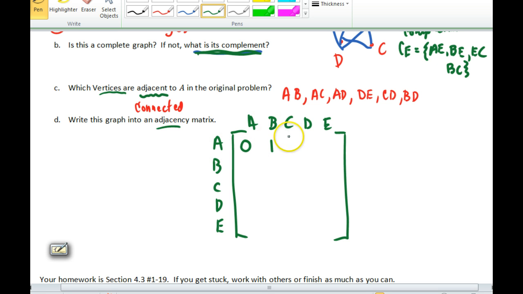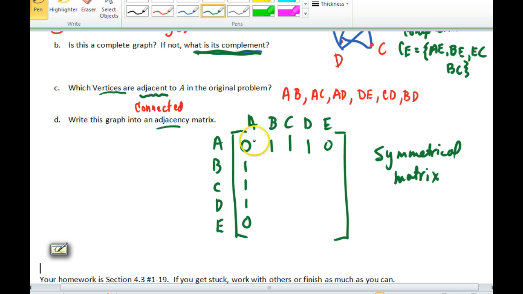Is A connected to C? Yes. A connected to D? Yes. A connected to E? Ooh, I don't see that, so that's a 0. So then what happens is I get the symmetry here. If A is connected to B, B must be connected to A. So I can go down here just as I did going over like that. So this is going to be what we call a symmetrical matrix. Not all these adjacency matrices are symmetrical, but if it's simple like this, yes, they will be symmetric.